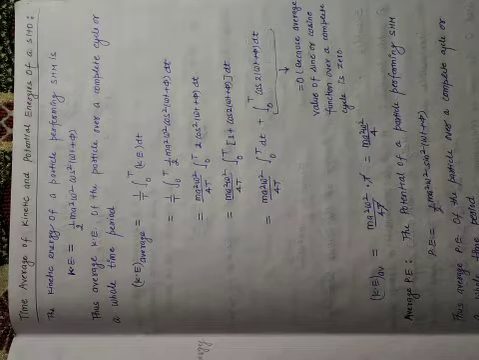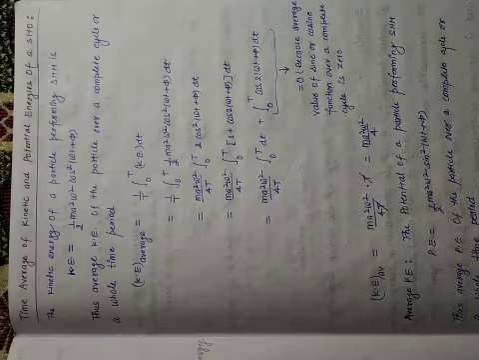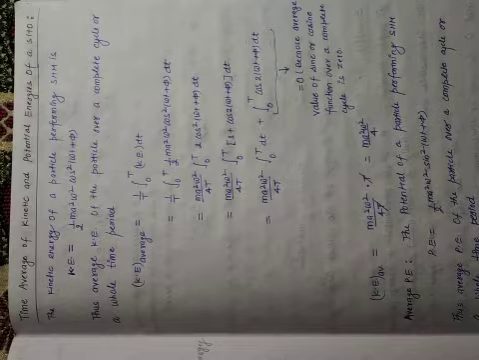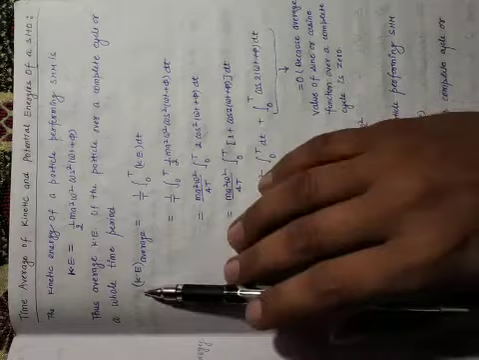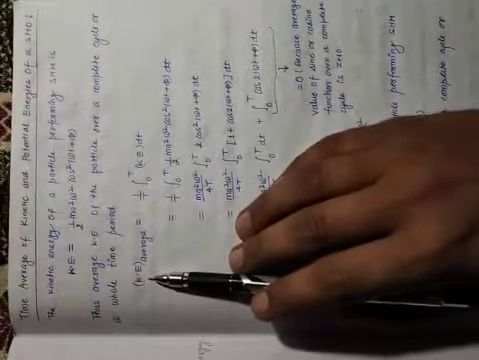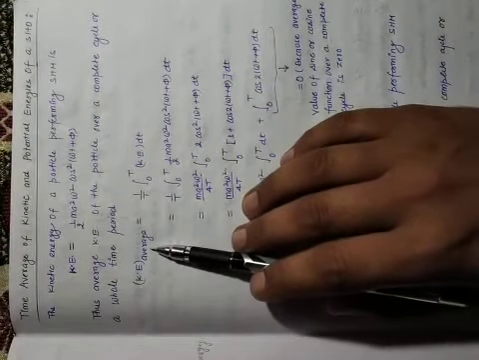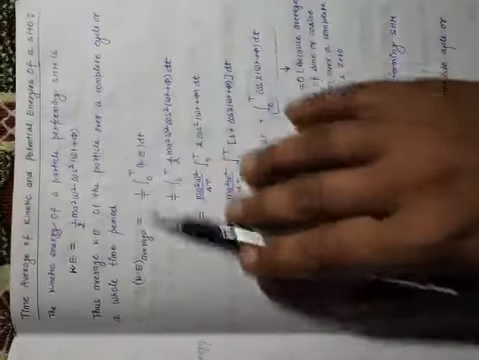So a complete cycle means a positive half cycle and a negative half cycle, which is the complete cycle of that particular SHO or particle performing SHM. So kinetic energy average over time. This is the kinetic energy, but averaged over time.